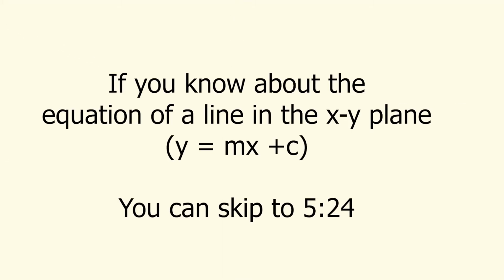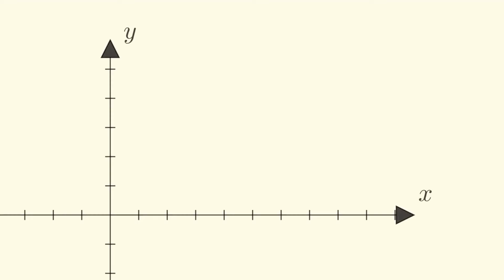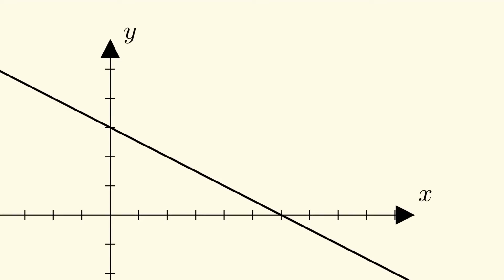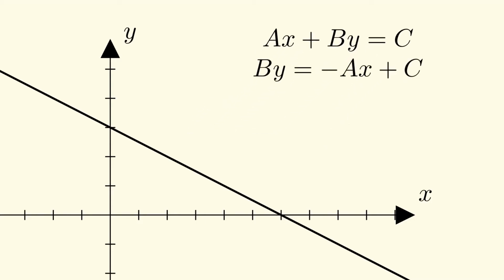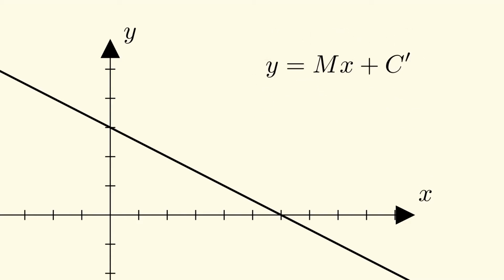Before we proceed, here's a quick crash course on lines in the xy plane. In the xy plane, lines are represented by the equation ax plus by equals c, and the particular values of a, b and c decide which line we are talking about. Subtracting ax from both sides and dividing by b, we can rearrange the equation to look like y equals mx plus c prime, given that b is not equal to 0, because division by 0 is not defined, obviously.